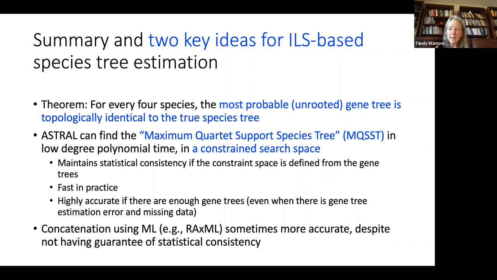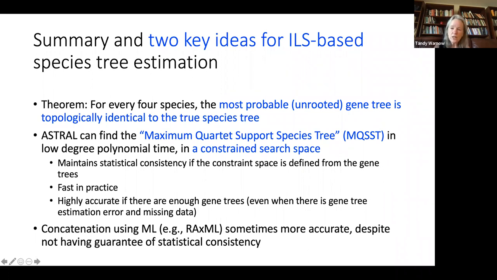You don't get the same guarantees when you have estimated gene trees. And if you have estimated gene trees, the choice of methods depends upon how accurate your gene trees are. Okay, before I move to the next part, I'll just say that in phylogenomic data sets, you often have poor gene trees. In the avian project, the average bootstrap support was 25%.